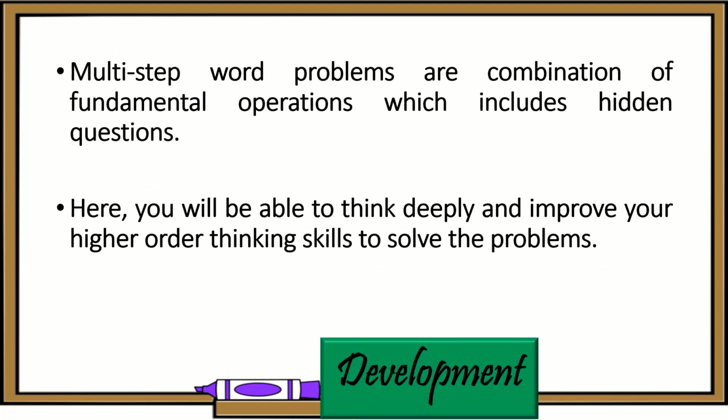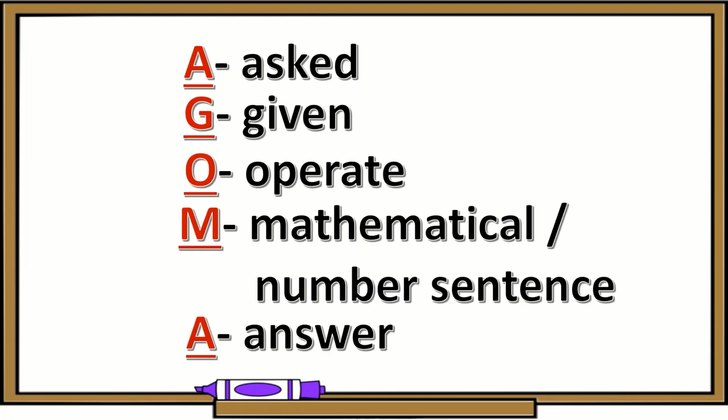For our development part, multi-step word problems are a combination of fundamental operations which includes hidden questions. Here, you will be able to think deeply and improve your higher order thinking skills to solve the problems. Para mas mapadali natin ang inyong pagsasagot ng word problems using multi-step, gamitin natin ang acronym na AGOMA. Ito ay ang steps na ginamitan ng acronym by Julibet Obsiana ng Dumoit Elementary School.